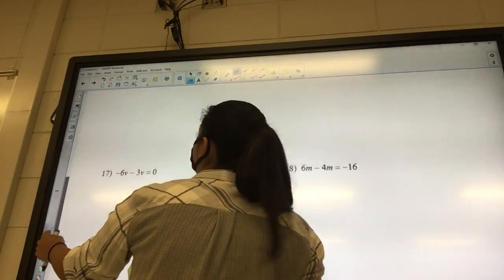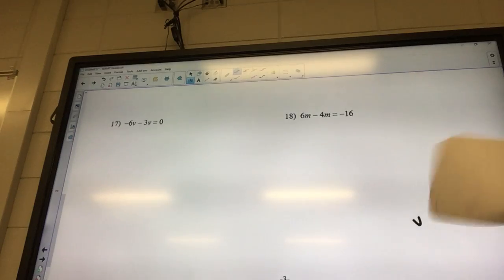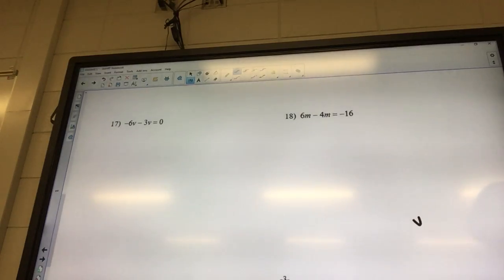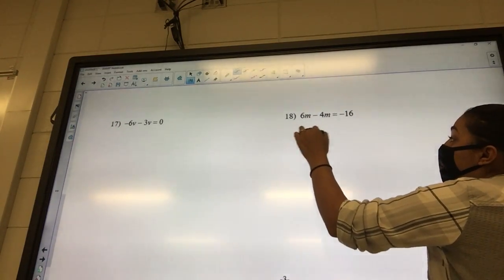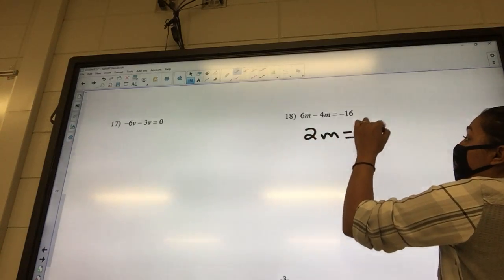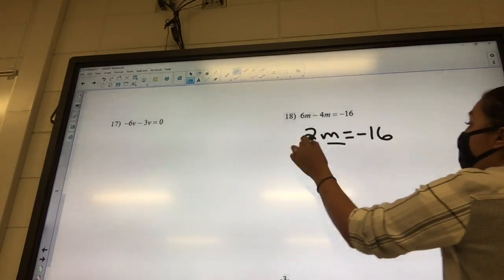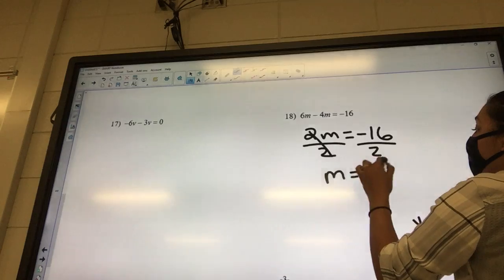Okay, 17 or 18? 18? What should we do first? Combine the like terms. So what can we combine? The 6 and the 4 to give me what? 2m equals negative 16. What's our last step? Divide. m equals negative 8.